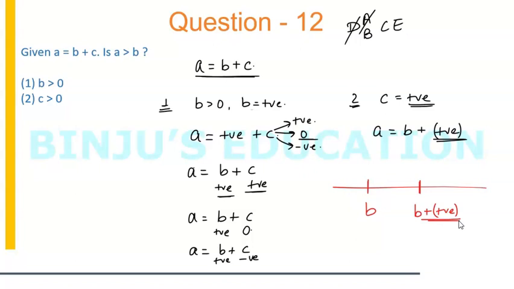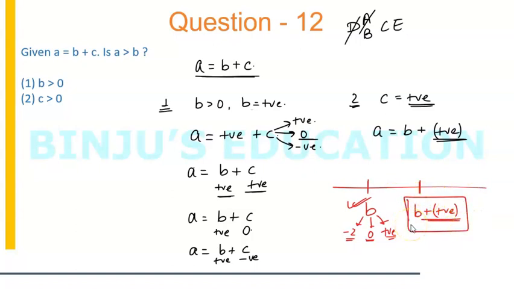Because I'm adding something. Irrespective of whether B is positive, negative or 0, if I'm adding a positive quantity, my value will always increase. Let's say suppose B is minus 2. If I'm adding a positive number to minus 2, the value will increase. It has to. What if B is 0? Then also 0 plus positive is again positive. My value is still increasing. What if B is positive? Then I'm adding a positive number to a positive. My overall result will still be greater. Right? So if I keep B here, then B plus positive has to be on the right of B.